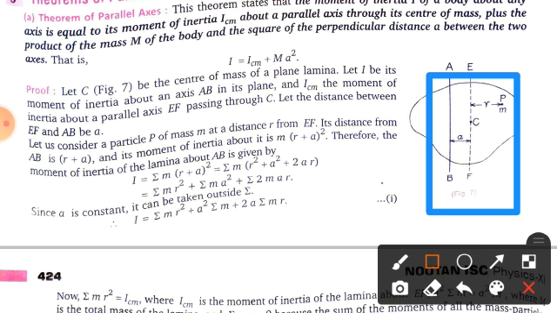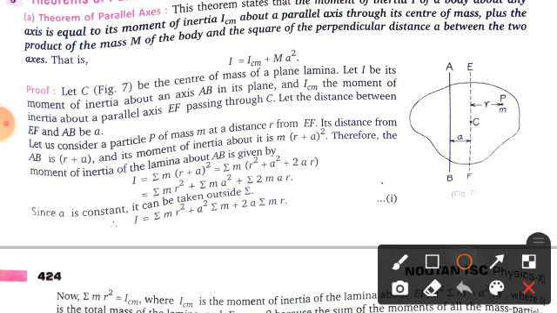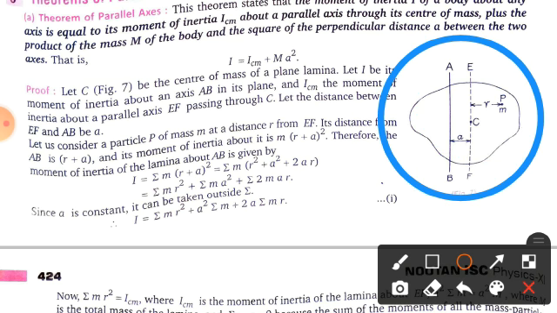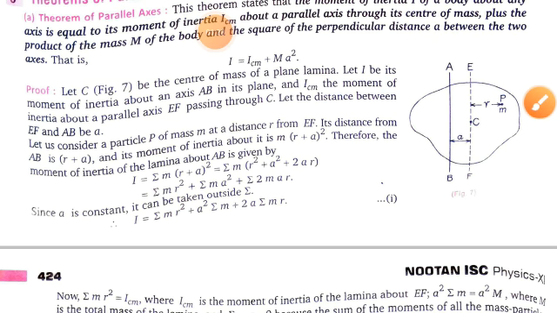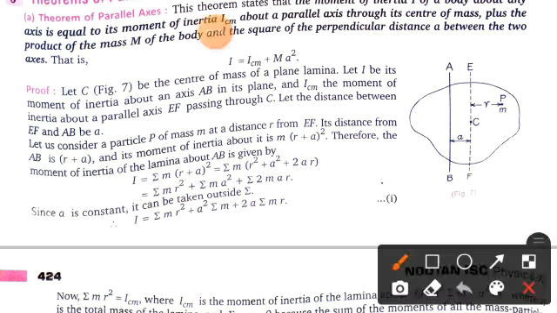With the help of this figure we are going to derive the expression for the theorem of parallel axis. You can see here a point C given, the center of mass of a plane lamina. Let I be its moment of inertia about an axis AB in its plane, and ICM be the moment of inertia about the parallel axis, which is EF, passing through C. Let the distance between EF and AB be small a.